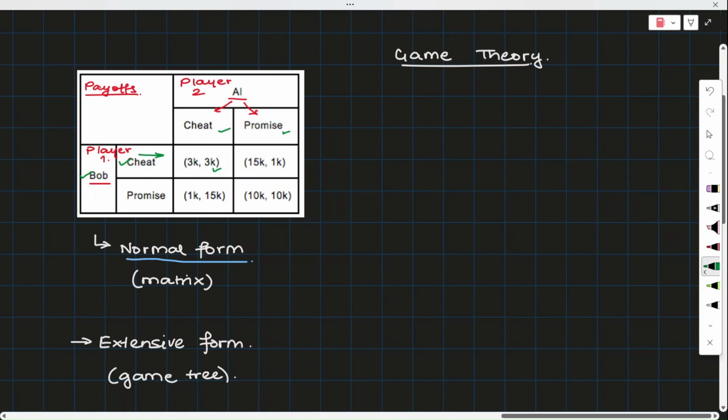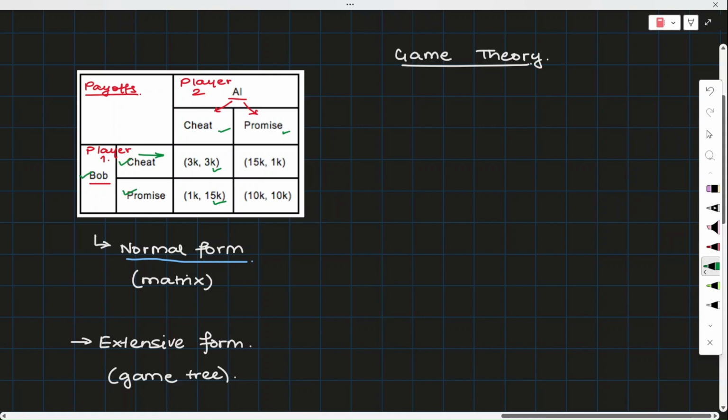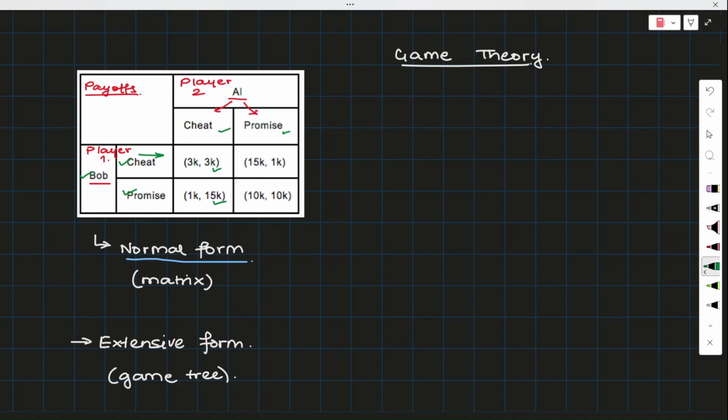Now we move on to Bob's action of promise, and we can see that if Al cheats, Al ends up with 15k, whereas given Bob is promising, if Al promises, Al only ends up with a payoff of 10k. Again, going by the assumption that these are monetary payoffs, 15k is better than 10k because it's money that we are talking about. Hence, similar to the game that we had discussed last week, no matter what Bob does, Al is always better off cheating.